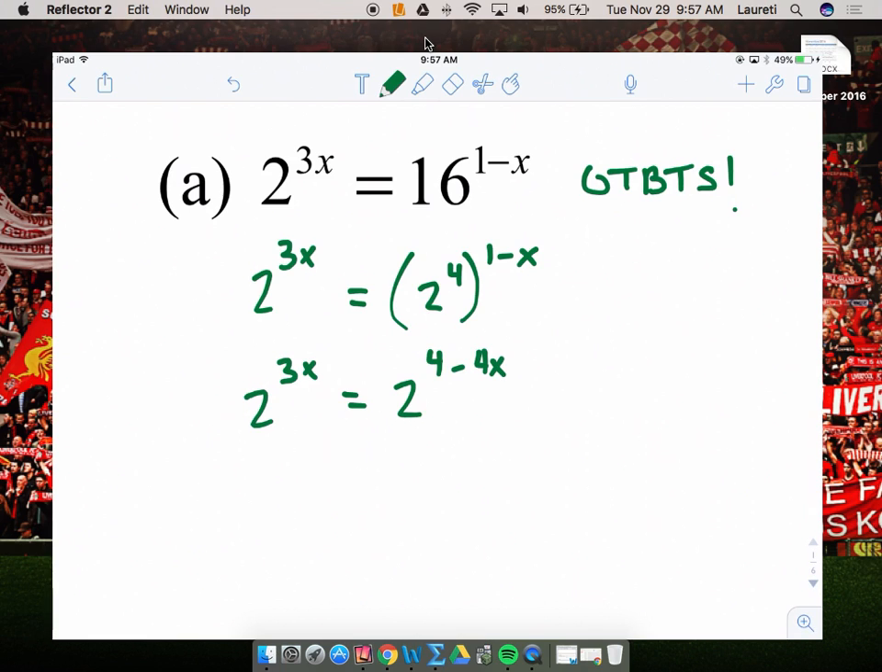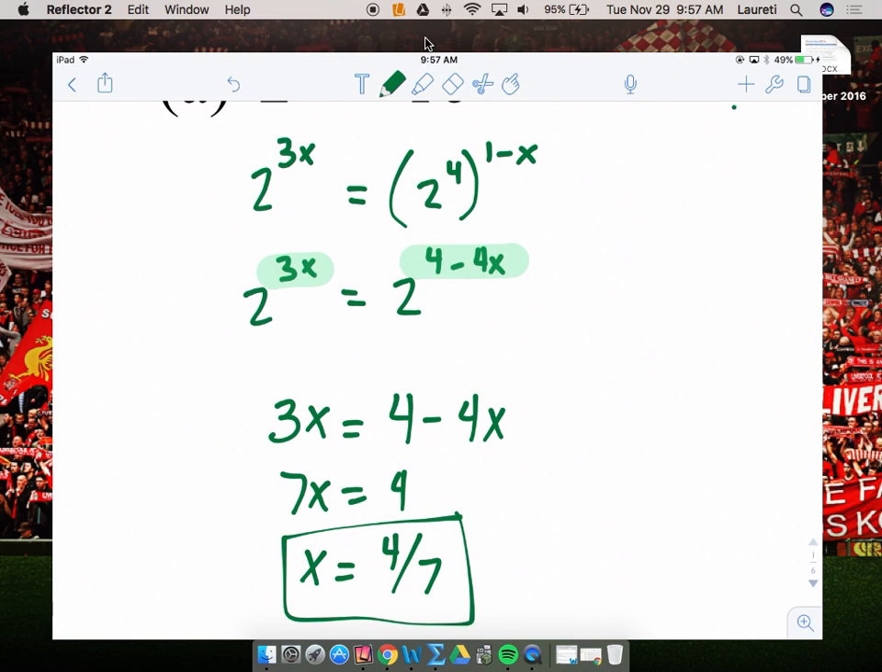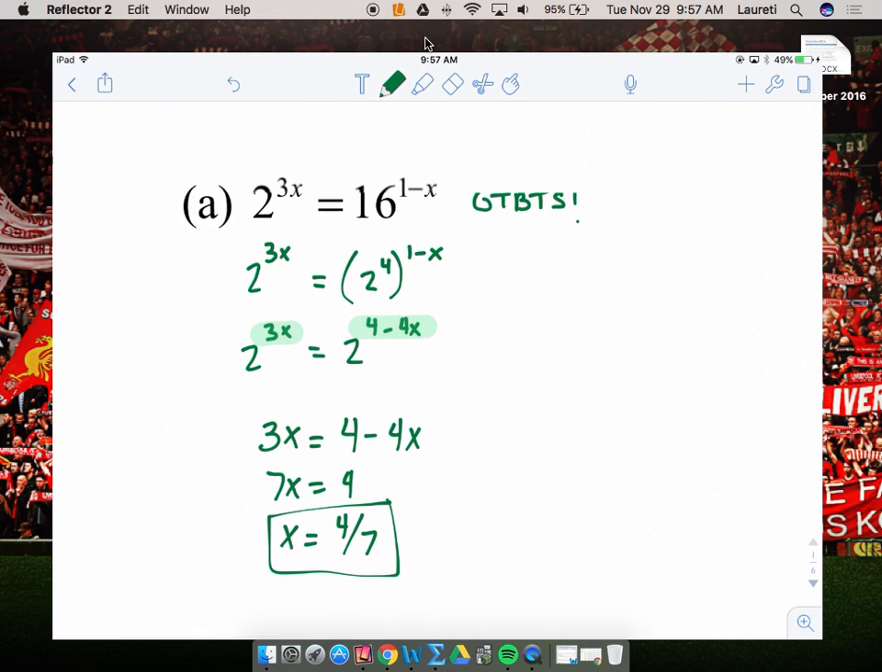Okay. All right, now that you've set the bases are the same, it's very easy. You just have to now set your exponents equal to one another. 3x equals 4 minus 4x. So that gives me what? 7x equals 4. X equals 4 over 7.